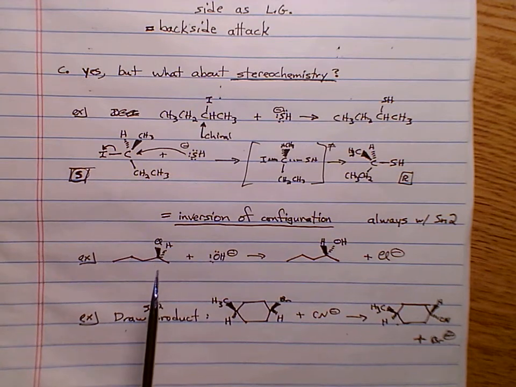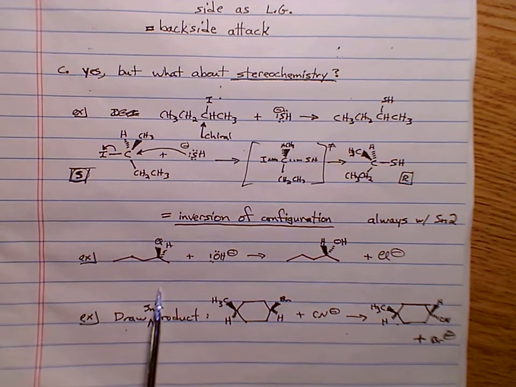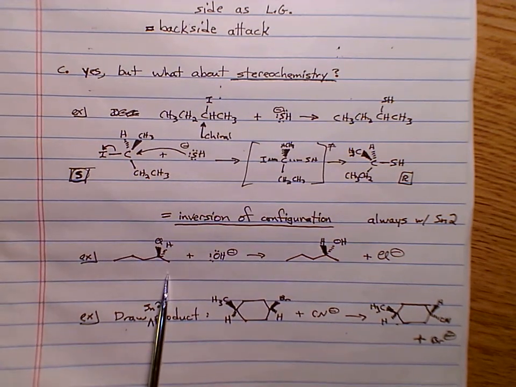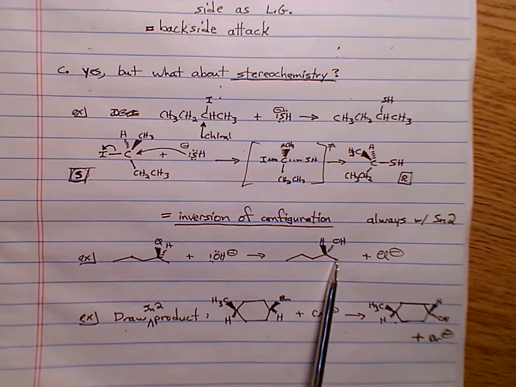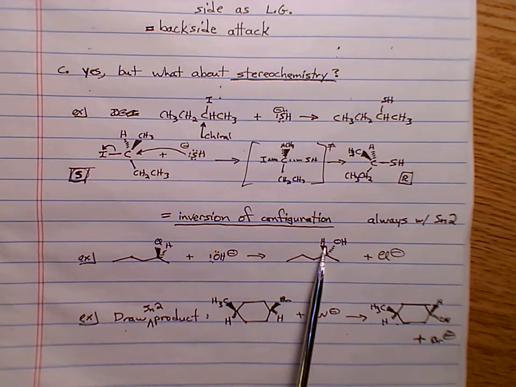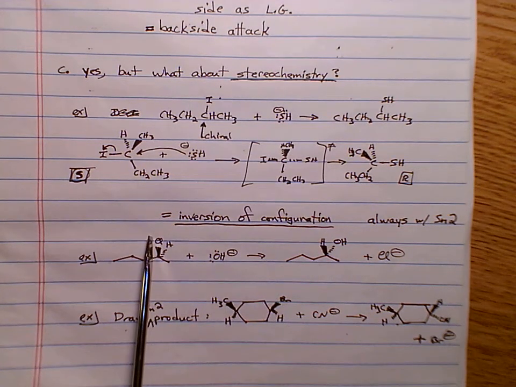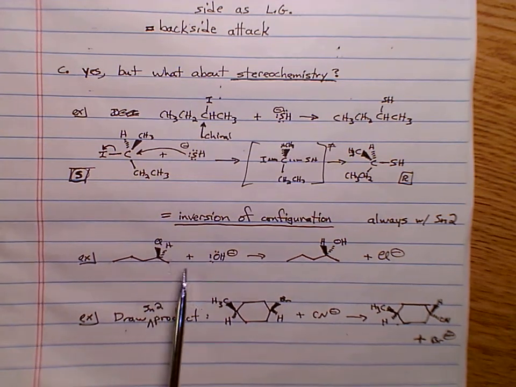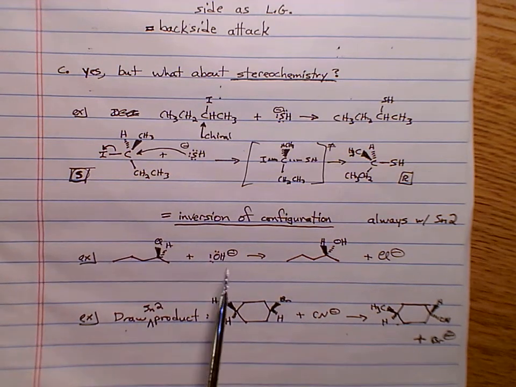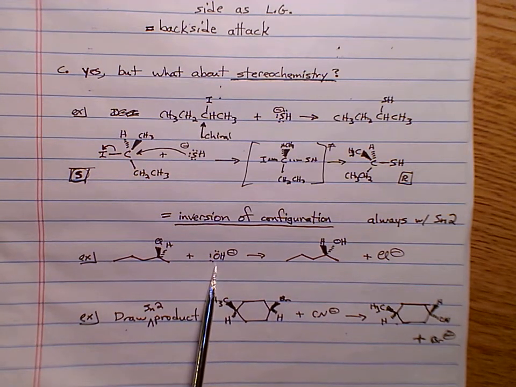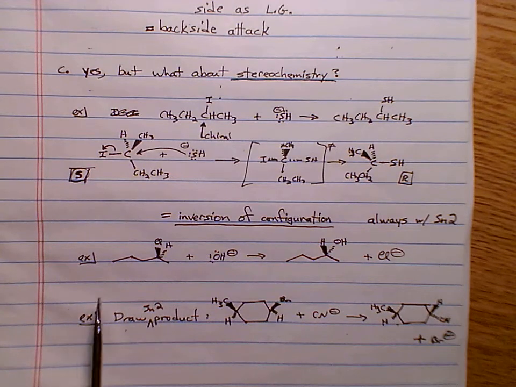So if this was, well, what is this one? 1, 2, 3. This is the S configuration. It converted to the R configuration, inversion here. But that's not always the case. Occasionally, the leaving group leaves and the nucleophile comes in, but if the leaving group were priority 1 and the nucleophile were actually priority 2 on the new molecule, then you might not get flipping R to S.